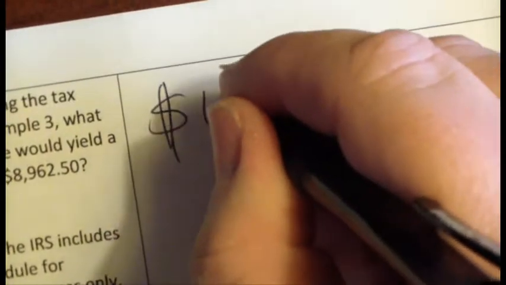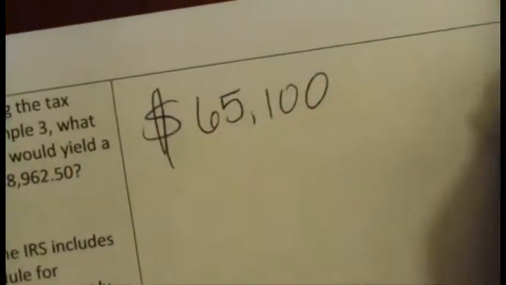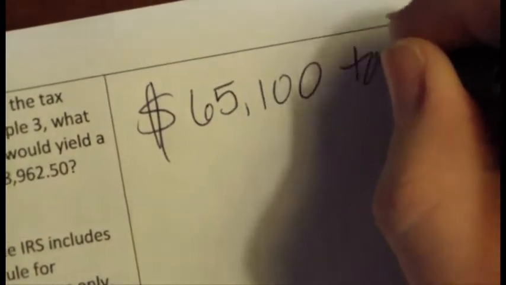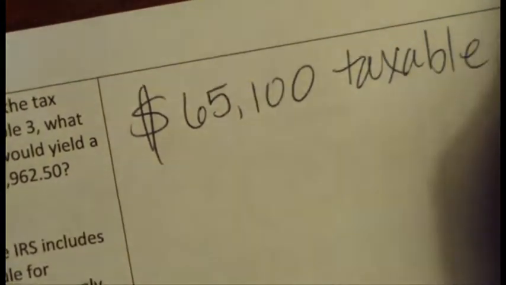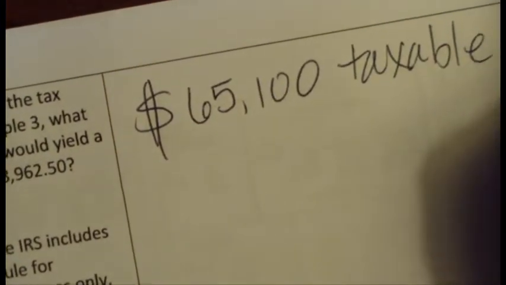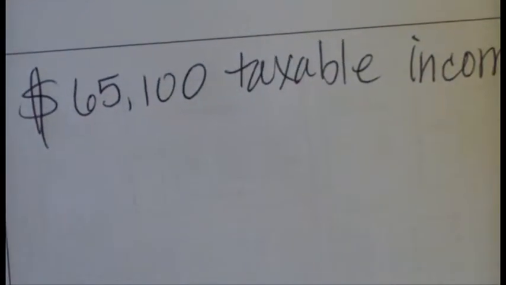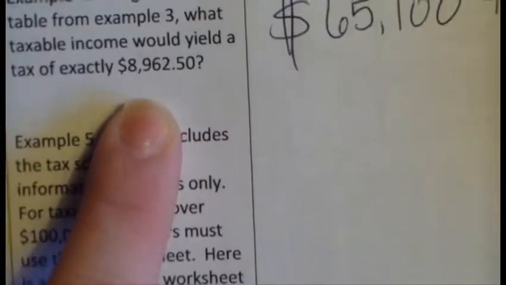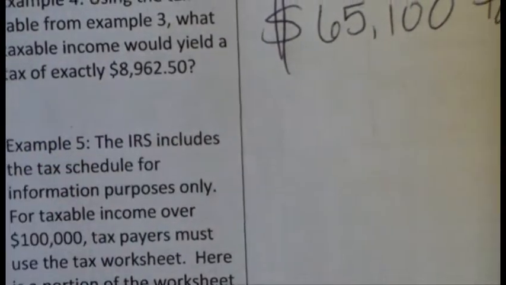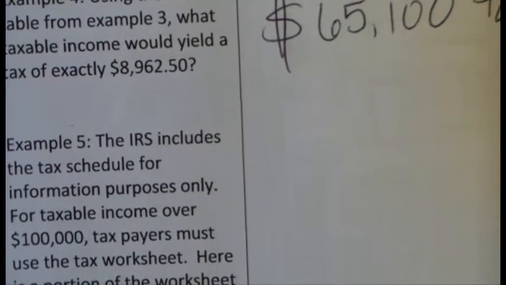So $65,100 taxable income. Anything more than that, and we're going to have to do 25% of it and add it on to that total, and we wouldn't have that exact tax. So that's our taxable income.